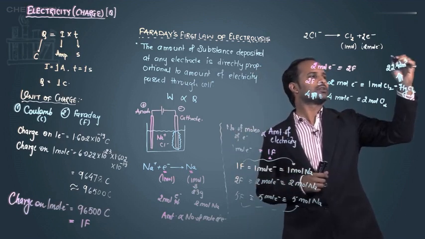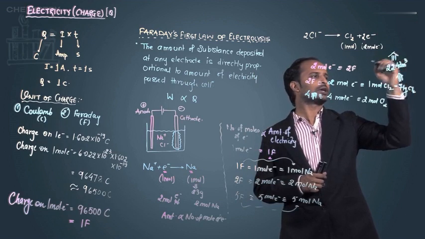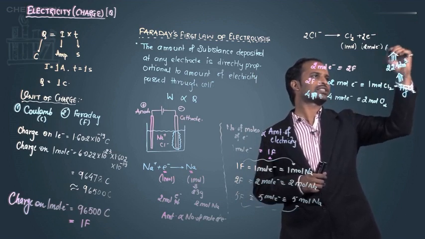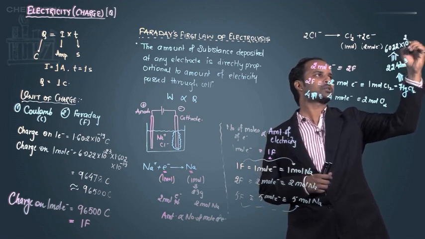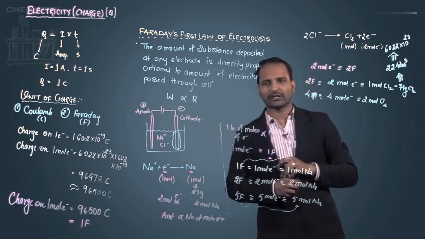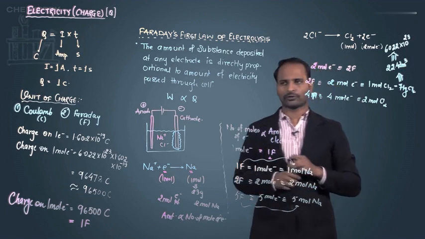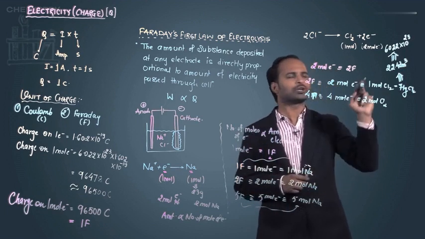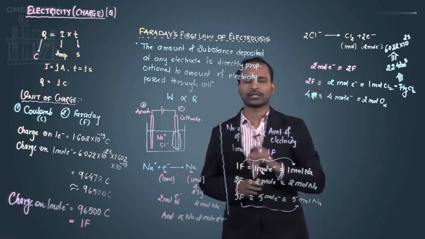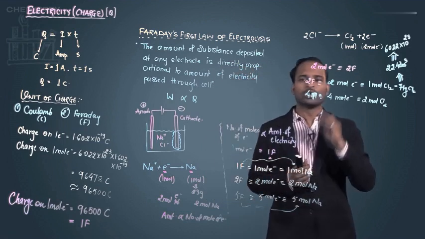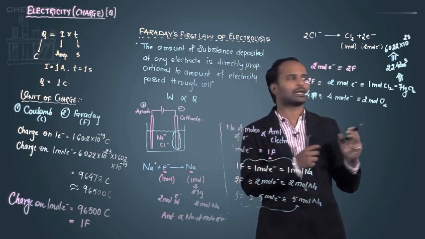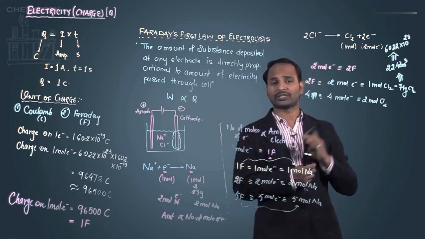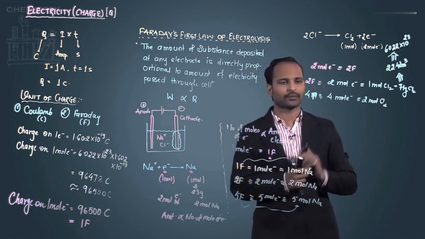Or I can also write that 6.022 into 10 raised to 23 chlorine molecules have been formed. That means if you are passing 2 Faraday of electricity, then how many molecules of chlorine have been deposited? The answer is 6.022 into 10 raised to 23. Or how many dm cube of chlorine has been produced? The answer is 22.4 dm cube. Or how many grams? Then I will say it's 71 grams.